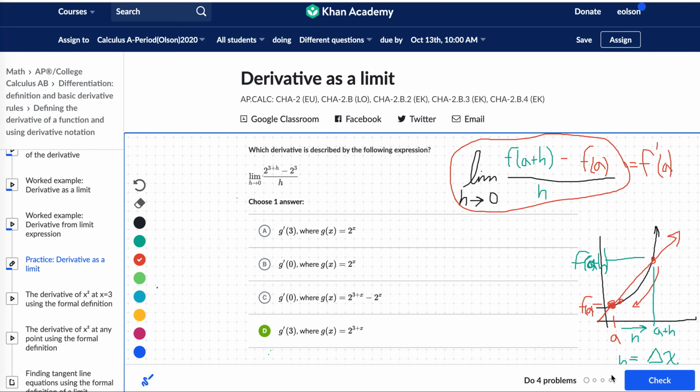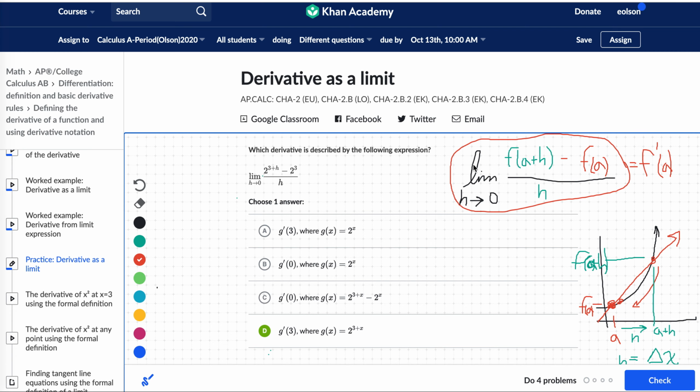If we click to the next problem and it gives us an x going to an actual number, we're going to skip over that because there are two ways to do this, and we're focusing on the h goes to 0 method. So we're only doing things that go to 0. We shall see.